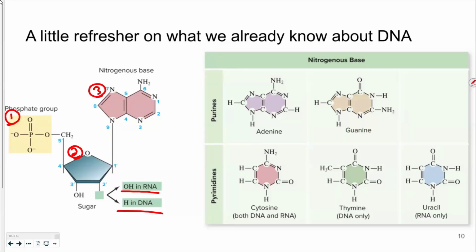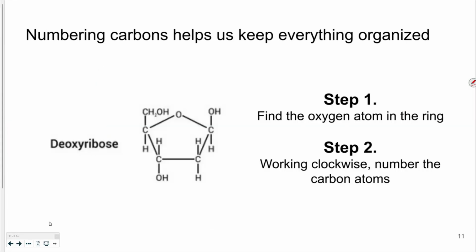And these nitrogenous bases that are found in both DNA and RNA are adenine, guanine, and cytosine. Thymine is found only in DNA, and uracil is found only in RNA, but we're not talking about RNA, so we're going to ignore uracil right now. Understanding DNA directionality is extremely important.